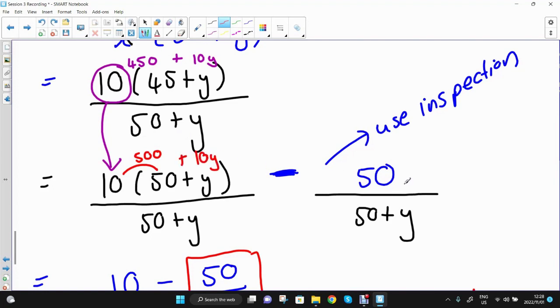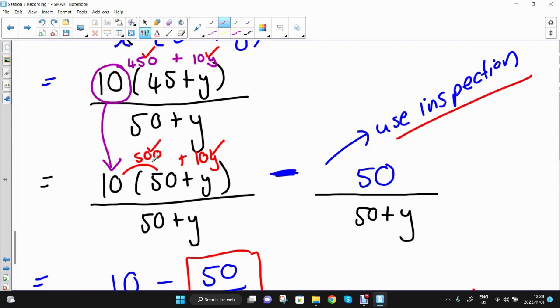Now remember, after I simplify these two fractions, I need to get the same answer as what I have here at the top, the 450 plus 10y. So you can see I'm getting 10y there. That's great because I needed 10y. But here I'm getting 500. Now that's a problem because I want 450 as an answer. So I can see by using inspection, okay, that's why I wrote it there.